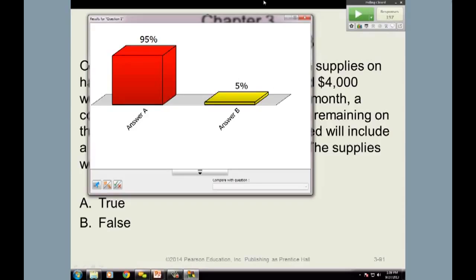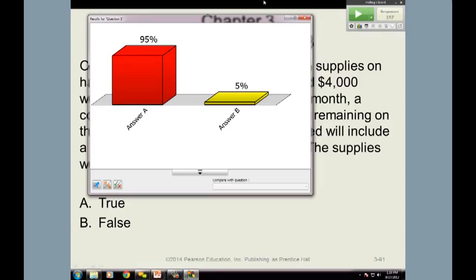If you looked at the T account, the office supplies would have a beginning balance of how much? 2,000. Okay, so now you purchased what? 4,000? Okay. All right, so at this point, you're looking at a balance of 6,000.